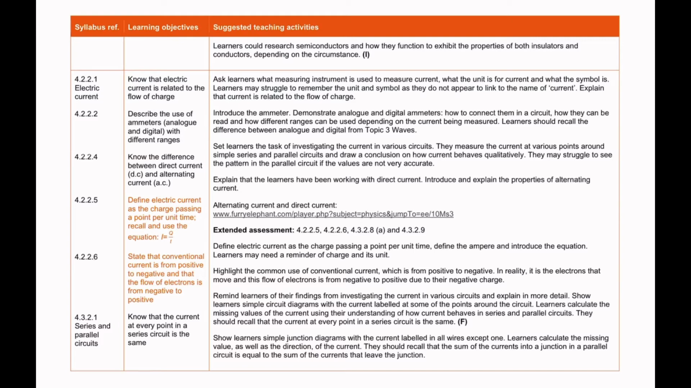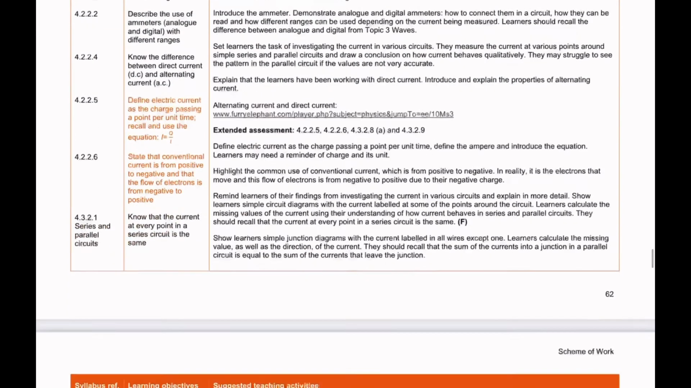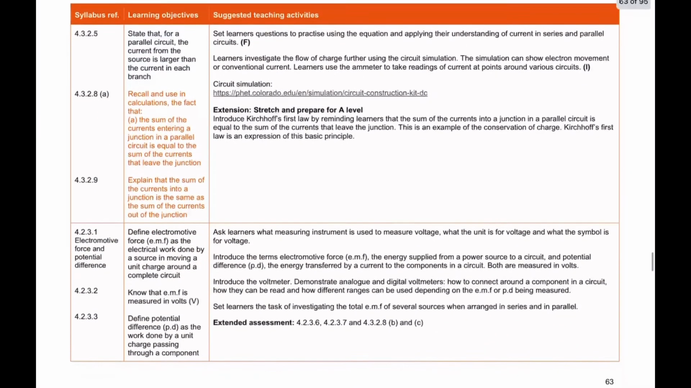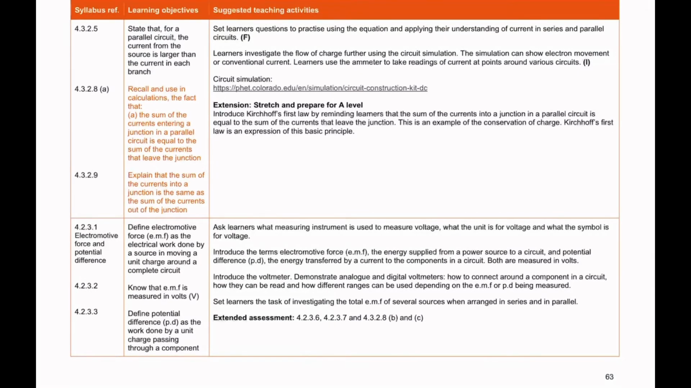Learning objectives. Note that the current at each point in a series circuit is the same. State that for a parallel circuit, the current from the source is larger than the current in each branch.